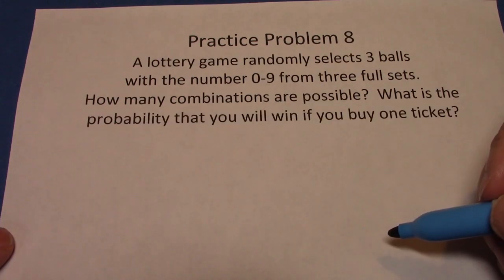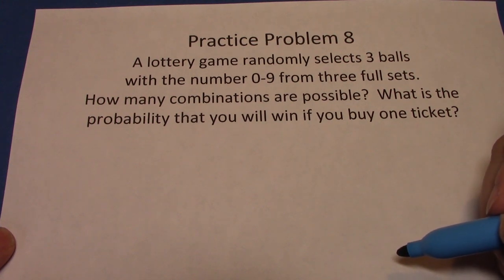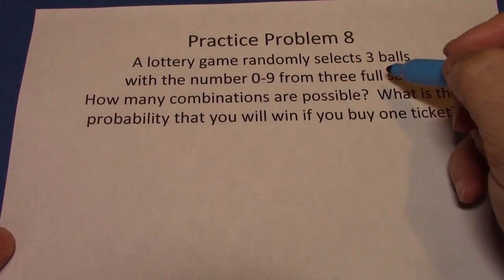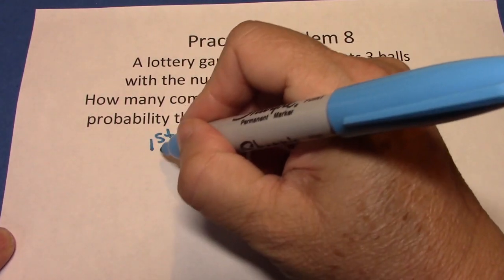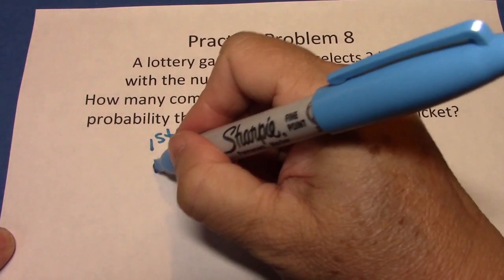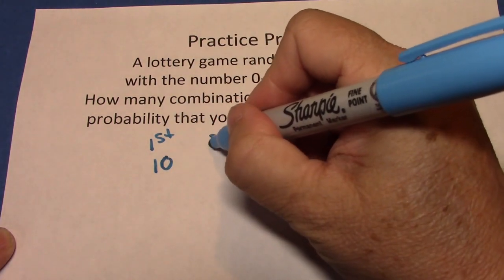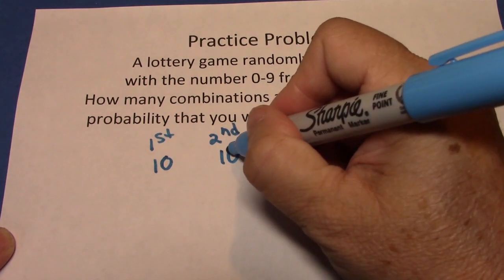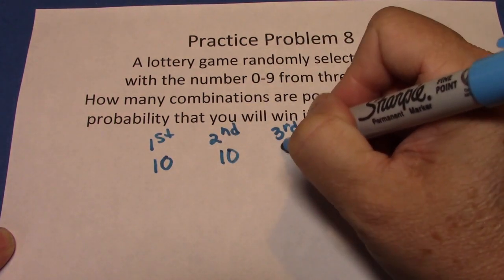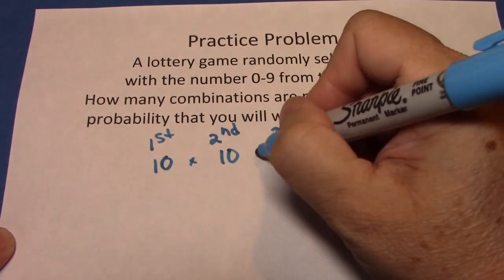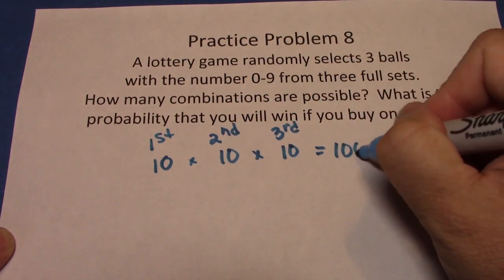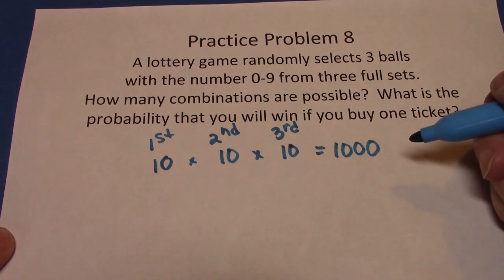A lottery game randomly selects 3 balls with the numbers 0 through 9 from 3 full sets of balls. How many combinations are possible? And what is the probability that you will win if you buy one ticket? Alright, so the first ball up, as they say, has 10 possibilities. 0 through 9 is 10. And the second ball, also 10. And the third, also 10. Multiply these all together, and there are 1,000 possibilities.